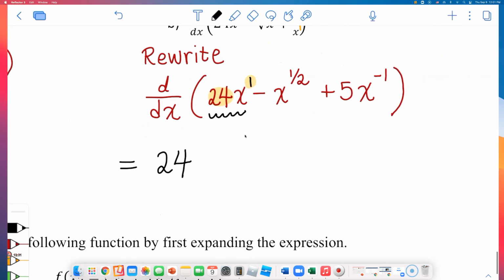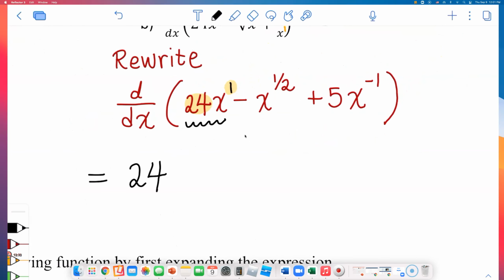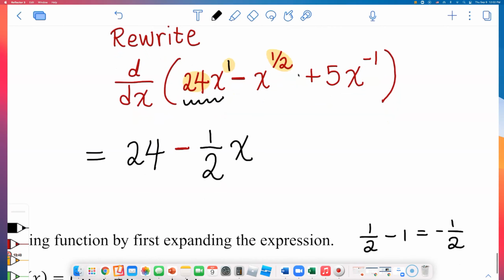Okay, next, I need to work with the second term. Let me first copy down this minus sign though. Bring down that exponent of 1/2 to the front, 1/2, right, x. But what is the new exponent? The new exponent should be 1/2 minus 1, okay? Half minus 1 is something you will do very often in this class. Just know it. It is -1/2. So the new exponent is -1/2.